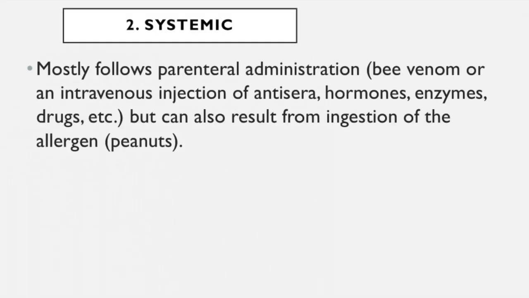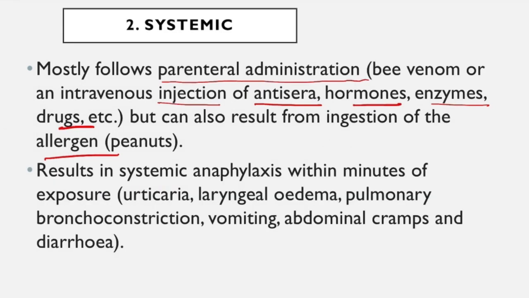Systemic type mostly follows parenteral administration, such as bee venom or an intravenous injection of antisera, hormones, enzymes, drugs, etc., but can also result from ingestion of the allergens. It results in systemic anaphylaxis within minutes of exposure, with urticaria, laryngeal edema, pulmonary bronchoconstriction, vomiting, abdominal cramps and diarrhea.